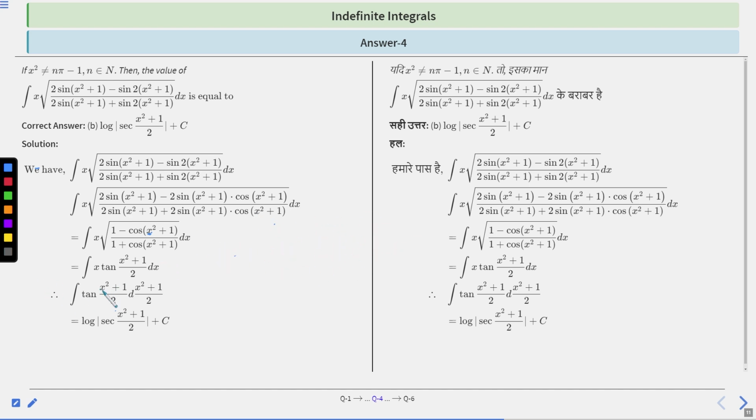So finally, it can be written as integration of tan of x square plus 1 by 2, and x dx can be written as d of x square plus 1 by 2, which is basically a properly integrable form, and which is equal to log of mod, because integration of tan theta d theta, because we have assumed x square plus 1 by 2 as theta, and then this will be d theta, right? So integration of tan theta d theta will be log mod sec theta, right? Therefore it will be equal to log mod sec of x square plus 1 by 2 plus c, right?